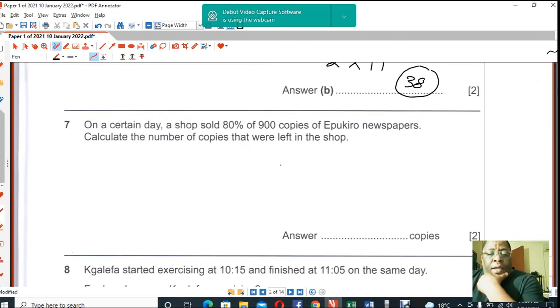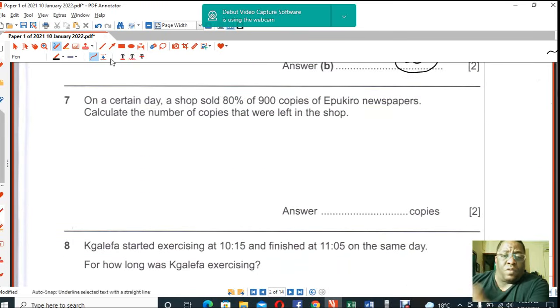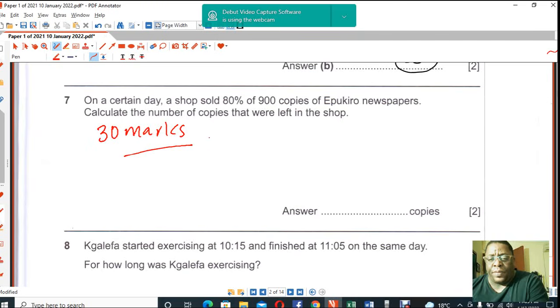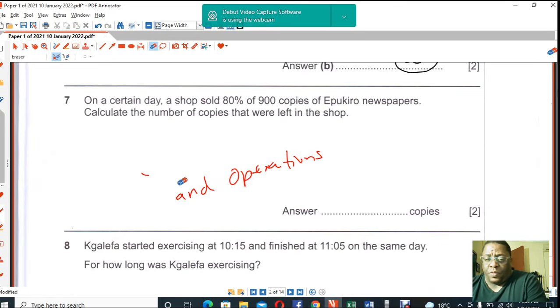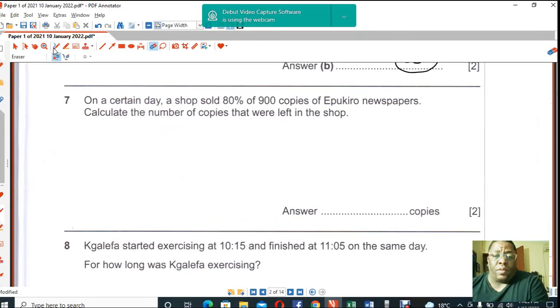On a certain day, this is a lot of numbers in this question paper. So if you know your topics in mathematics, you realize that this paper has over 30 marks in this question only under the topic numbers and operations. So it is very important that you understand that very first topic that you normally start with at school, because a lot of these questions are basically numbers and operations. Right, but anyway, let's get back to the question.